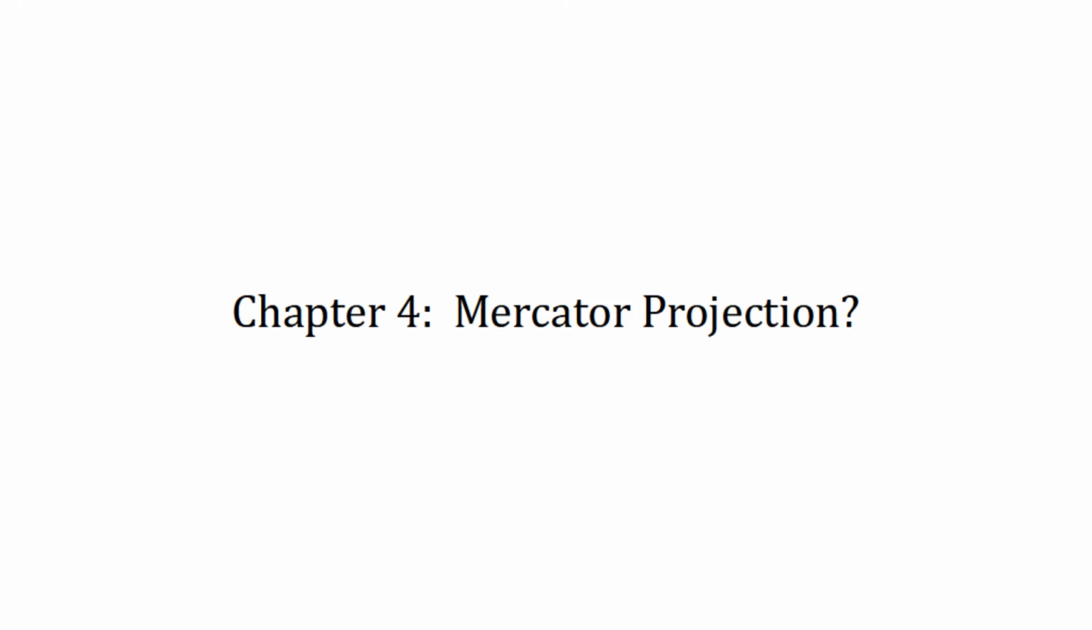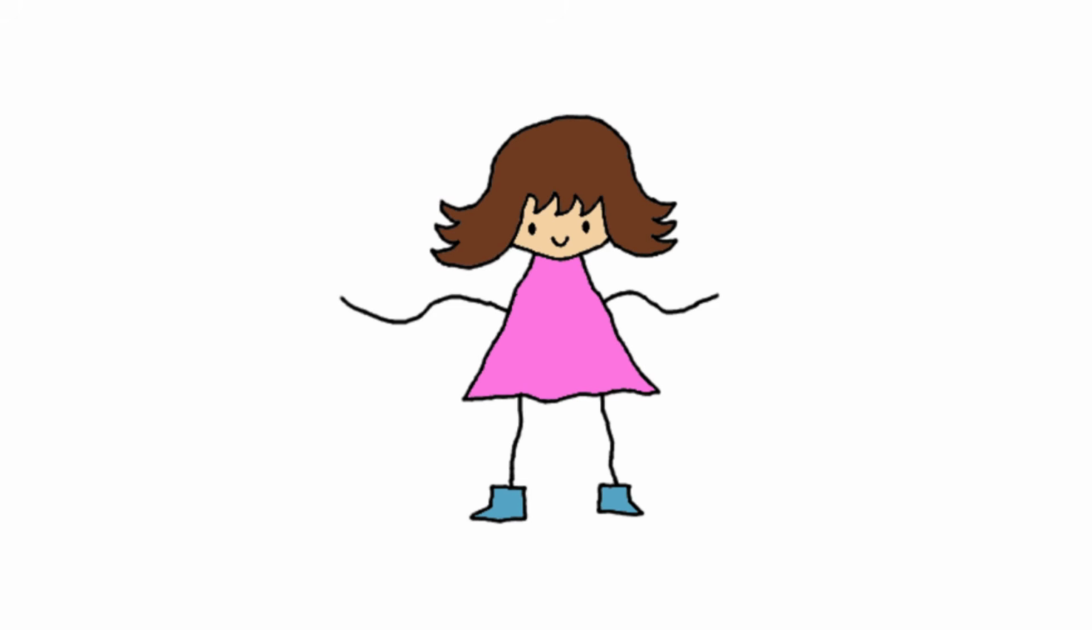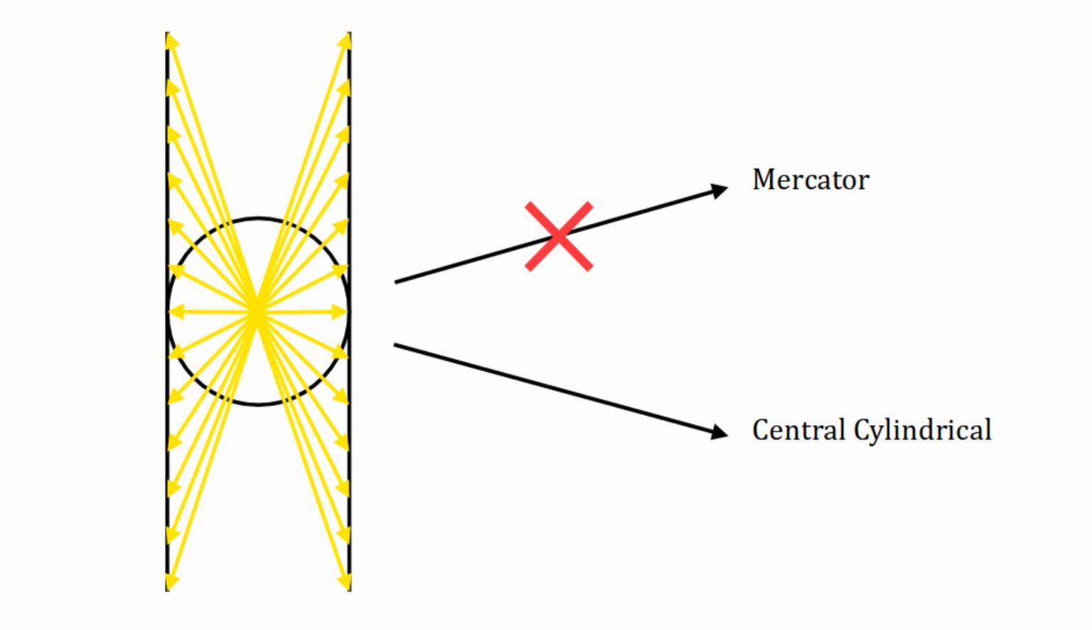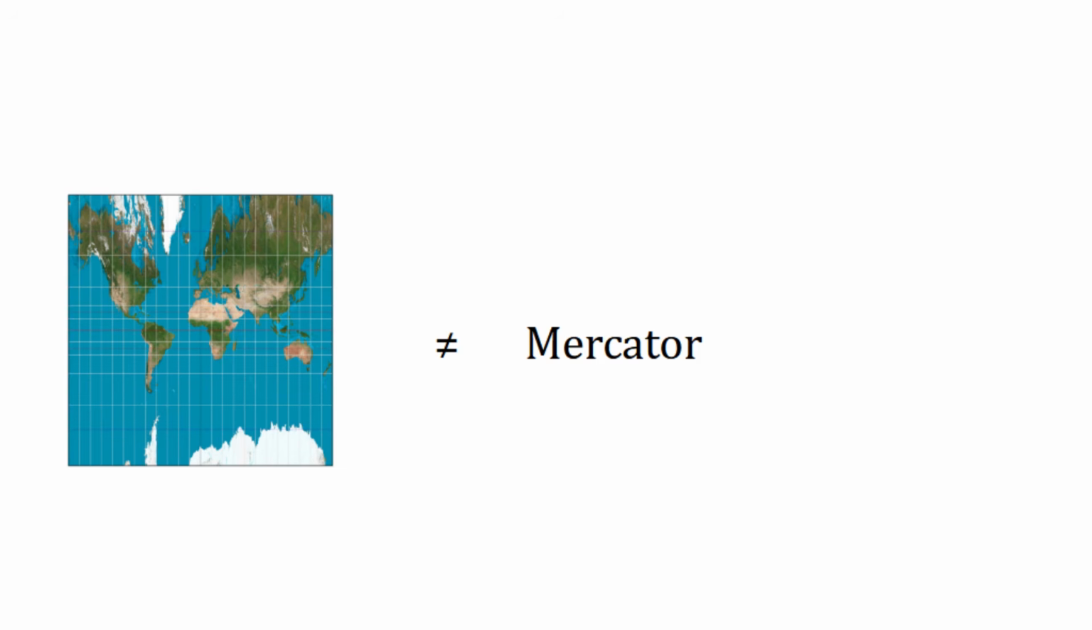It's a common misconception that this is how the Mercator projection is made. So common in fact that I even believed it myself before researching for this video. In reality, the map you get from this is the central cylindrical projection, a map so terrible it only gets 4 points. So if this isn't the Mercator projection, then what is?